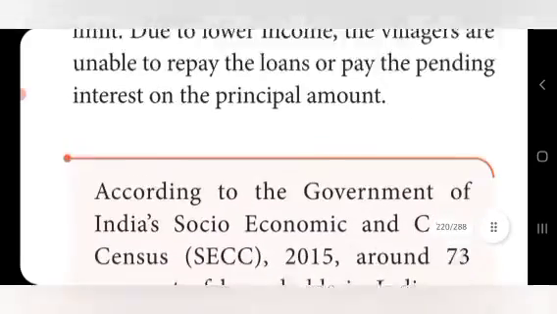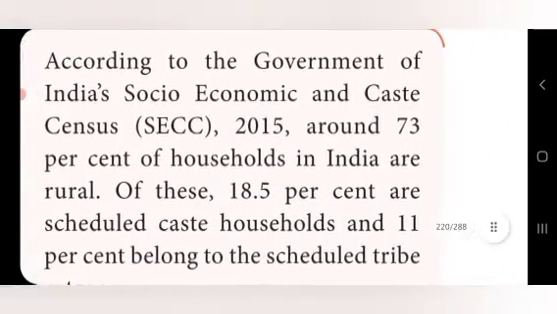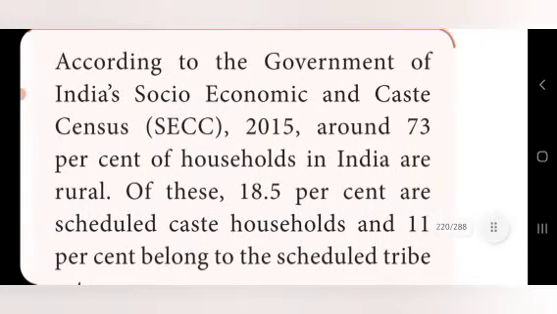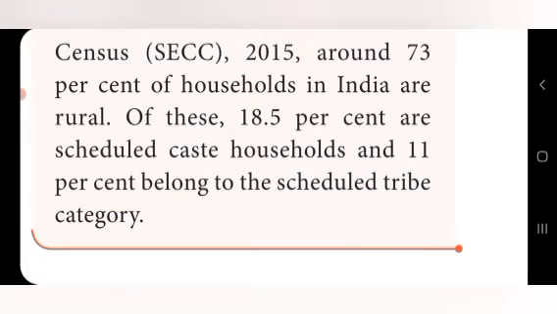Here are some hints about rural indebtedness. According to the Government of India Socio-Economic and Caste Census 2015, around 73% of households in India are rural. Of these, 18.5% are scheduled caste households and 11% belong to the scheduled tribe category. So these communities are mostly affected by indebtedness.